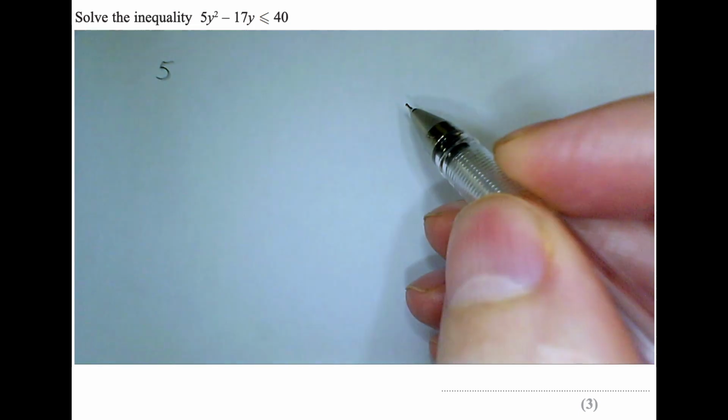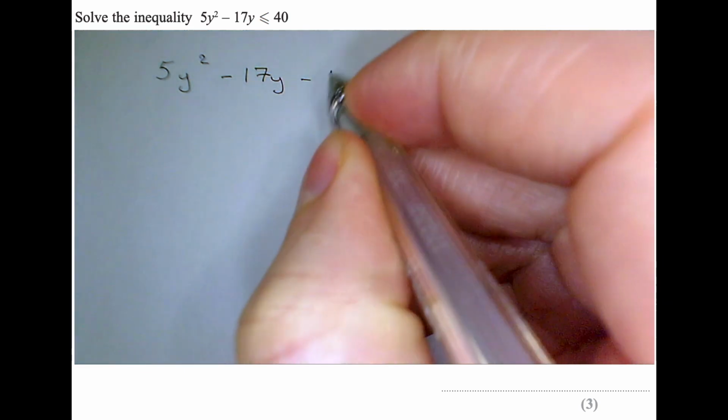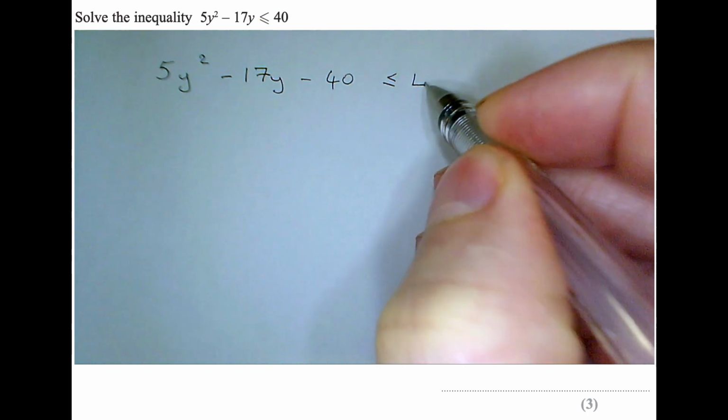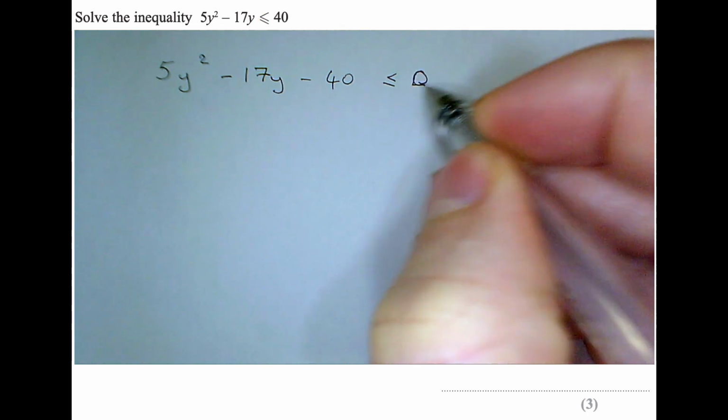Okay, so here we have a quadratic inequality. I remember a quadratic is a happy-faced graph, yeah? So what I'm going to do is bring the 40 over to the other side, treating this inequality just like an equals sign. 5y squared minus 17y minus 40 has got to be lower than 0. That's on the y-axis. It's got to have y coordinates that are less than 0.